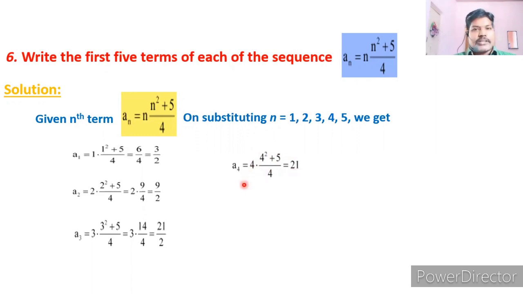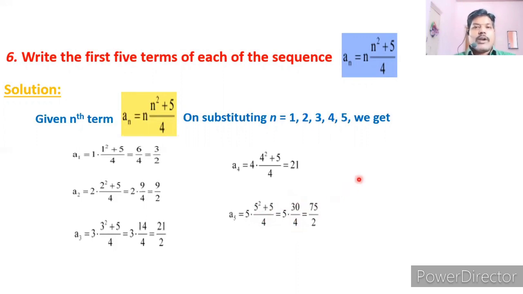See the next term. n is equal to 5, you will get the fifth term. What is the A5 value? 5 into (5 square plus 5) by 4. 5 square is 25, 25 plus 5 is 30. So 5 into 30 by 4. 30 by 4 is 15 by 2. So 15 by 2 into 5 becomes 75 by 2.